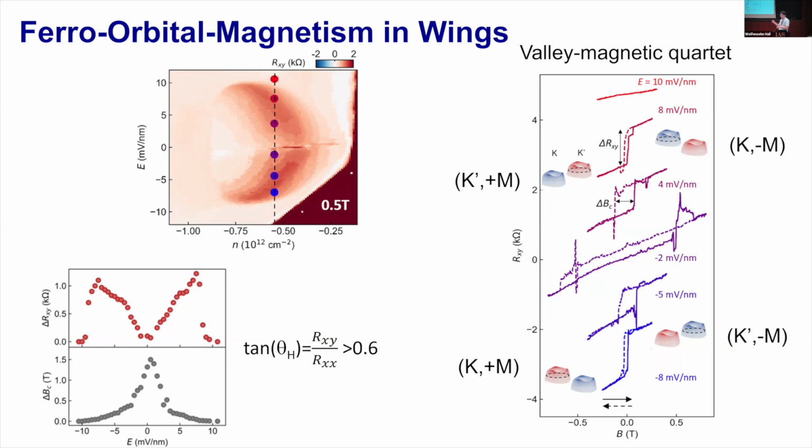Another way of looking at this magnetic hysteresis is that you have a total of 4 states that can be switched between. For example, at this positive gate electric field, when you sweep the magnetic field, you are switching both the valley and the orbital magnetization. You go from K prime to K, and remember, these two valleys have opposite orbital magnetization because they are time reversal pairs of each other, right? And you can also have the other two polarized states, K plus M and K prime minus M, when you reverse the sign of your gate electric field. This is when you induce the topological phase transition by closing and reopening the band gap.